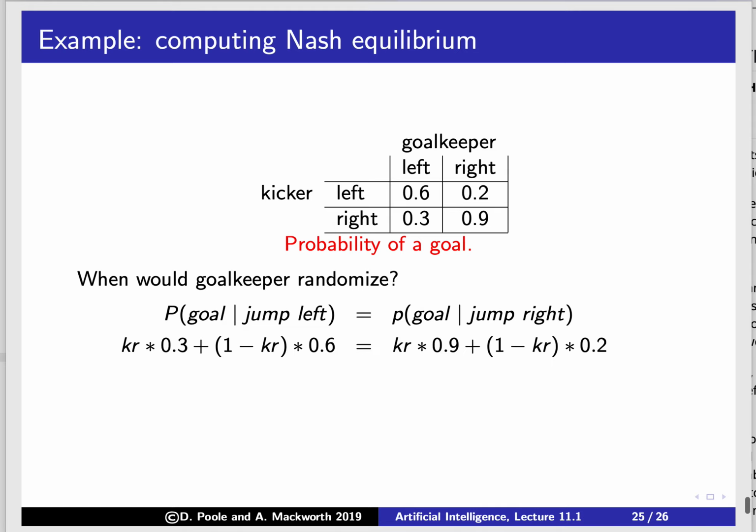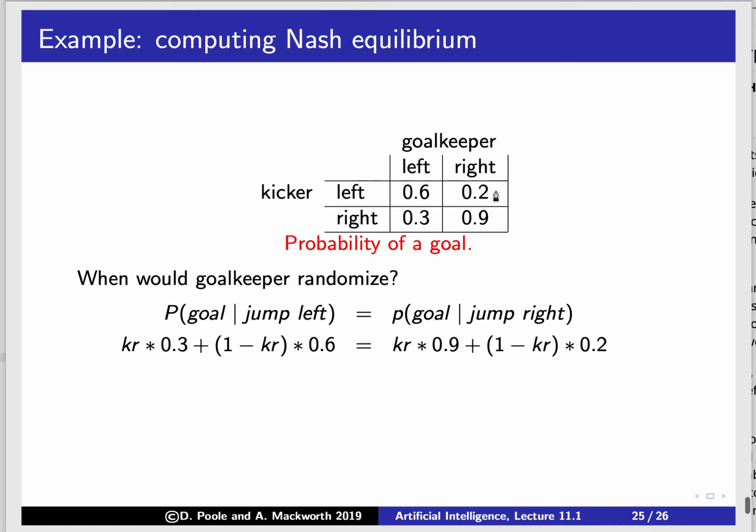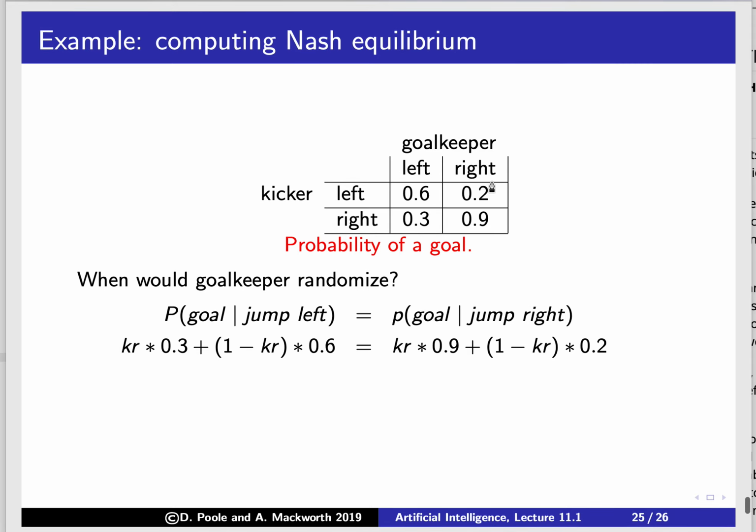Okay, so let's work this out. The probability of a goal given jumping left depends on the probability that the kicker kicks right. So the probability of a goal given they jump left is 0.3 times the probability the kicker kicks right, plus 0.6 times the probability the kicker kicks left. And that's going to equal the probability of a goal given they jump right, which is 0.9 times the probability the kicker kicks right, plus 0.2 times the probability the kicker kicks left. So that's the probability of a goal given they jump right, which depends on the kicker's probabilities.